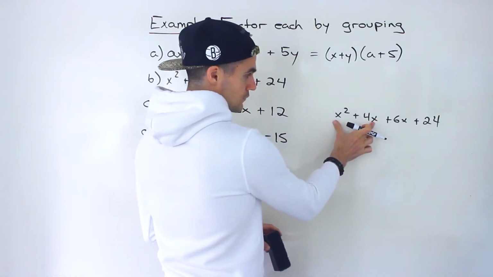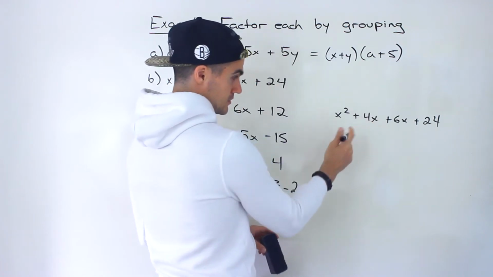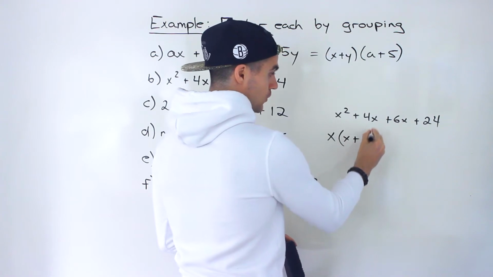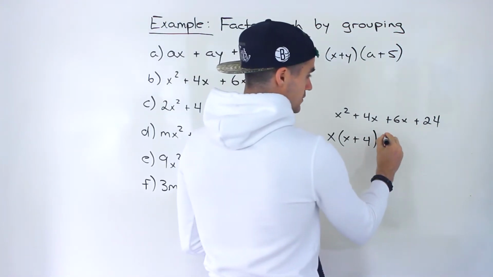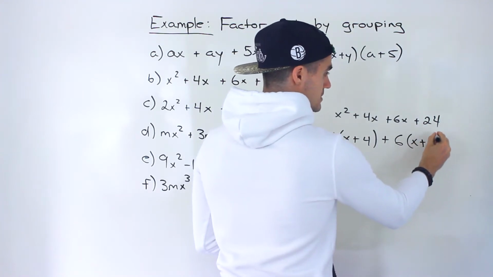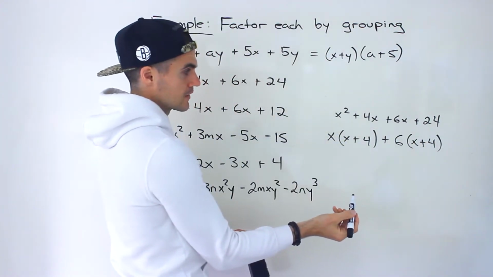So now let's go into that methodology for factoring by grouping. We would factor out of these first two. What can we take out of these two? We could take out an x. So we'd be left with x plus 4. And then from these two, we could take out a 6. And we'd be left with x plus 4, like that.